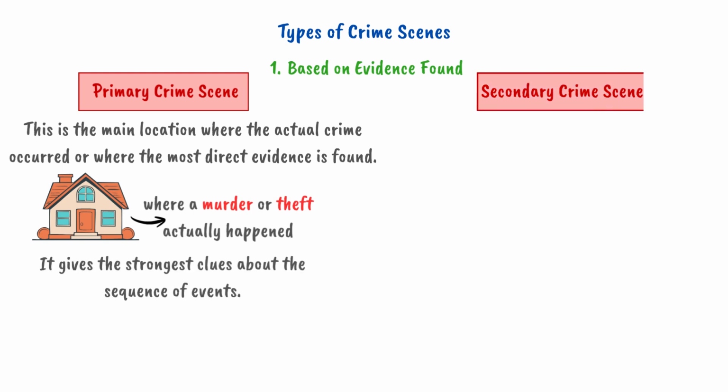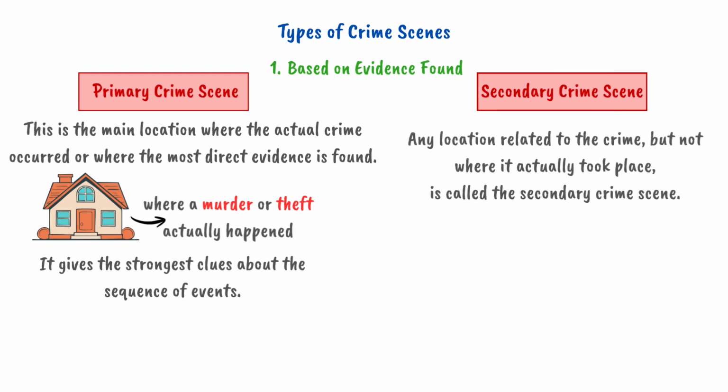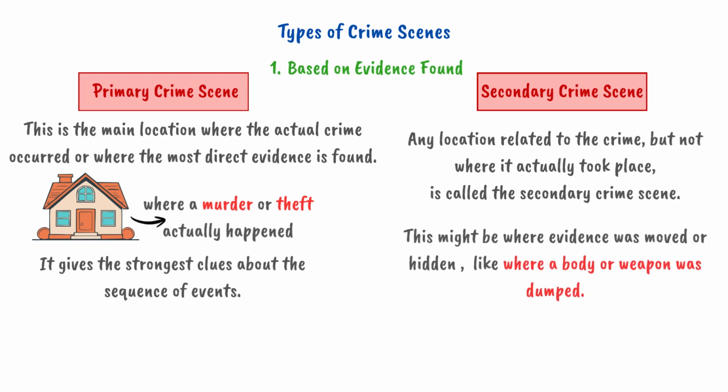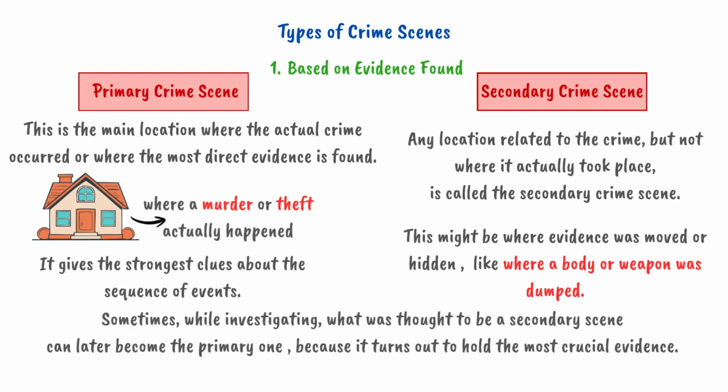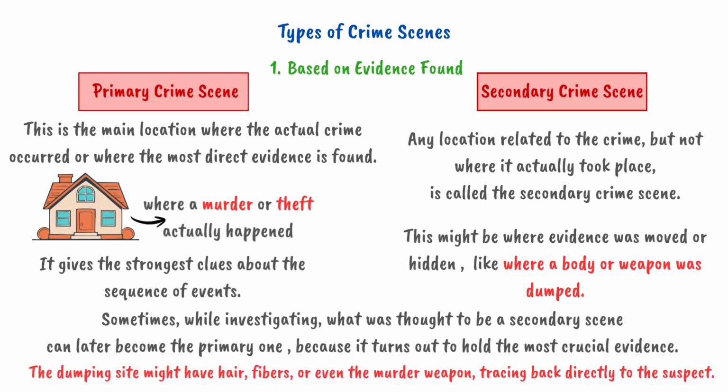It gives the strongest clue about the sequence of events. Secondary crime scene. Now, any location related to the crime but not where it actually took place is called the secondary crime scene. This might be where evidence was moved or hidden, like where a body or weapon was dumped. Sometimes, while investigating, what was thought to be a secondary scene can later become the primary one because it turned out to hold the most crucial evidence. For example, the dumping site might have hair, fibers, or even the murder weapon, tracing back directly to the suspect.